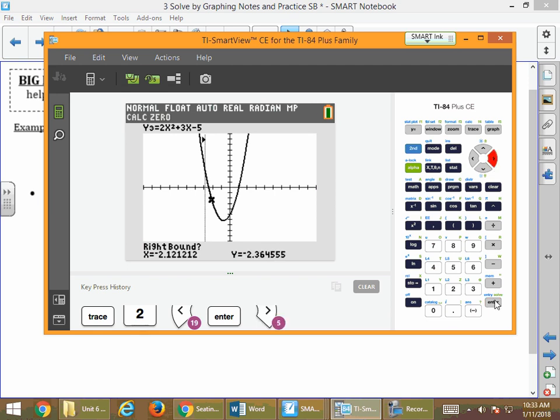Again, your numbers at the bottom of the screen do not have to be the same as mine. Press enter. And once we've done that, press enter one more time because it's saying guess at the bottom of our screen. And there gives us our other value. Negative 2.50.